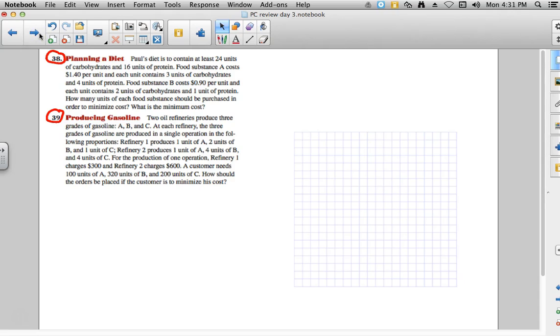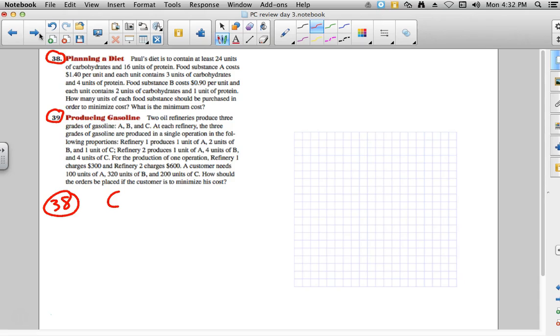38, Paul's diet is to contain at least 24 units of carbohydrates and 16 units of protein. Food substance A costs $1.40 per unit, and each unit contains 3 units of carbohydrates and 4 units of protein. Food substance B costs 90 cents per unit, and each unit contains 2 units of carbohydrates and 1 unit of protein. How many units of each food substance should be purchased in order to minimize cost? And what is the minimum cost?